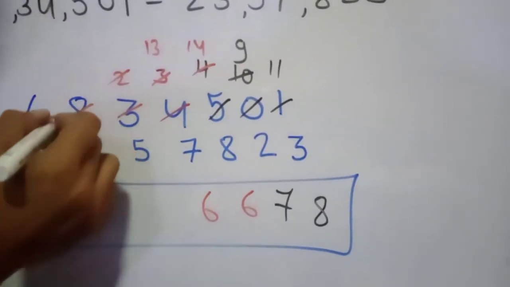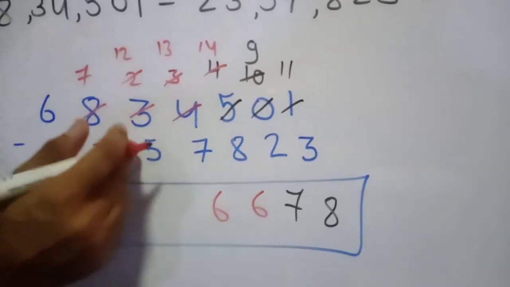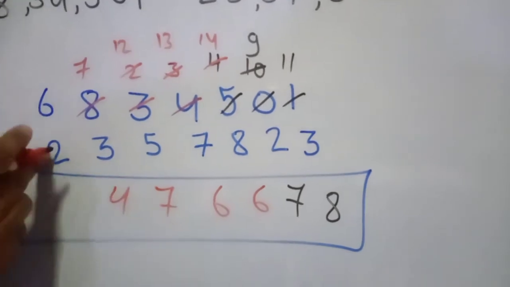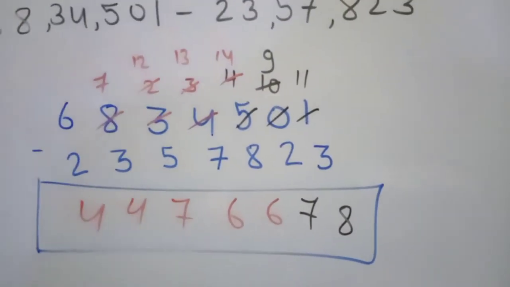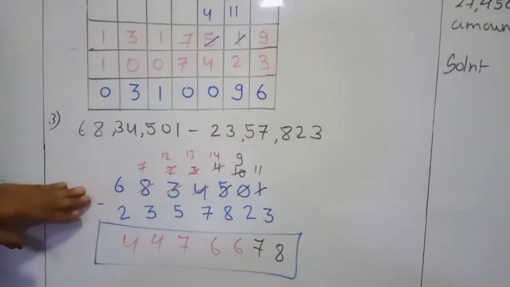Now this 2 borrows 1 from here, 8 becomes 7, 2 becomes 12, 12 minus 5, 7. 7 minus 3, 4. 6 minus 2, 4. This way we can directly solve this subtraction sum.